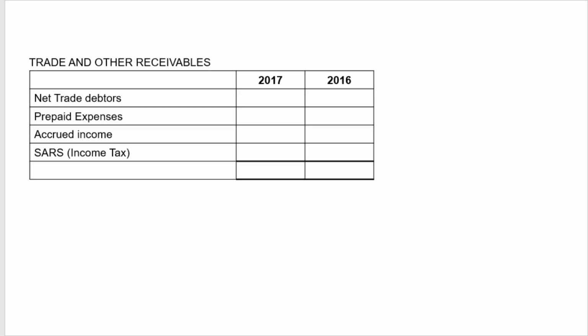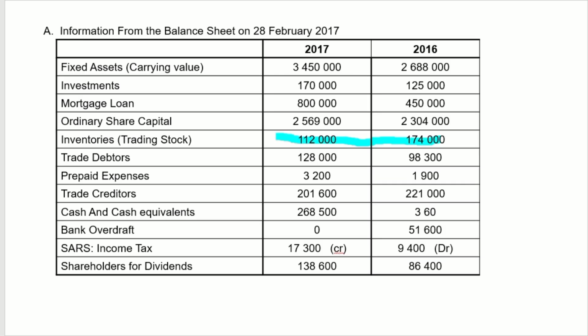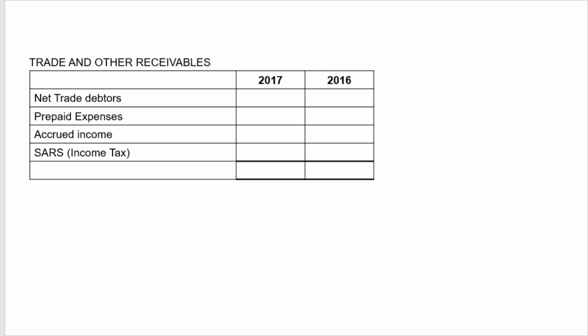Congratulations if your trade and other receivables table looked like this. So we have net trade debtors, we have our prepaid expenses, we have our accrued income, and we also have the SARS income tax, provided that it is receivable. Okay? Then now, the only thing we're gonna do is look at the information that we were given. We're gonna see what on this table goes in the trade and other receivables table.